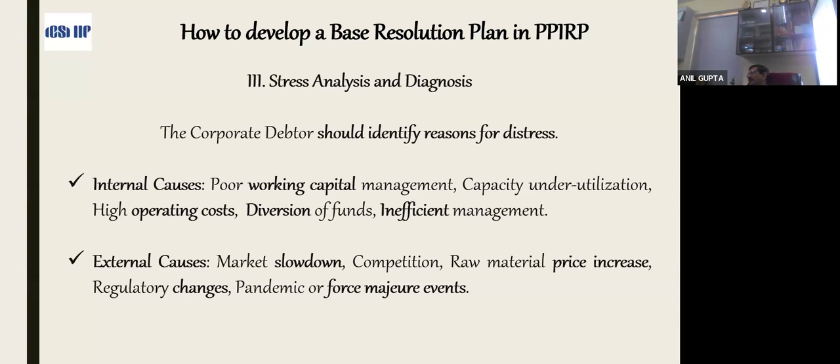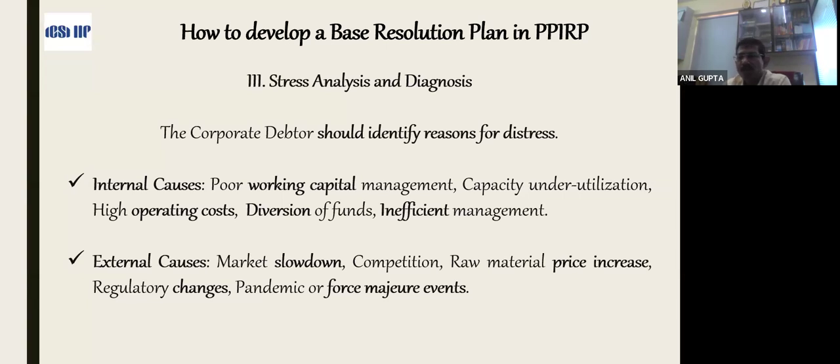Now the external causes. Market slowdown. Once the market slows down, sales will not happen. Once sales do not happen, cash inflow will not happen. Once the inflow is not happening, a liquidity problem will arise, and the company is unable to pay the loans also. Competition is another area: cutthroat competition. If a number of players are in the market, then there is cutthroat competition and price wars. To survive in the market, some companies follow the unique selling proposition, the USP. Then raw material price increase or regulatory changes.